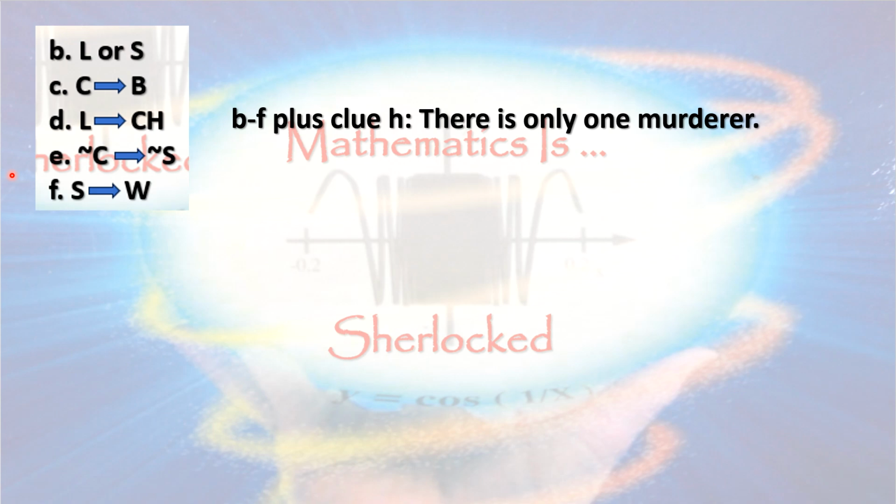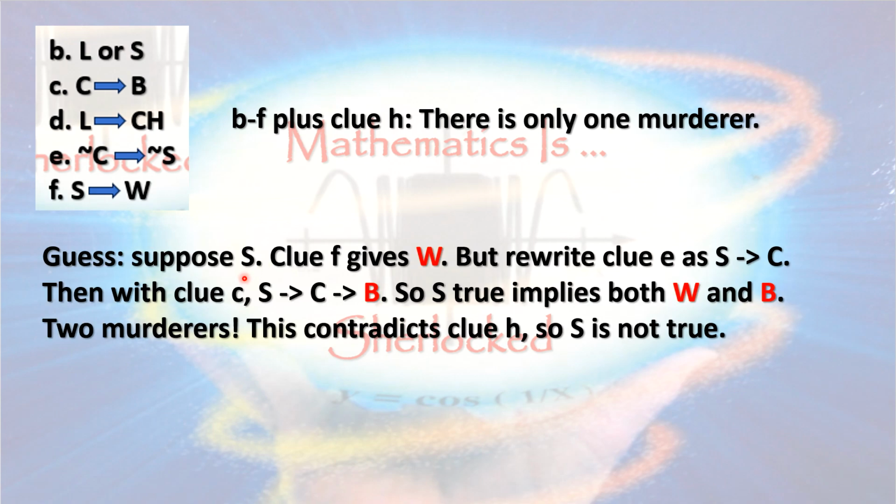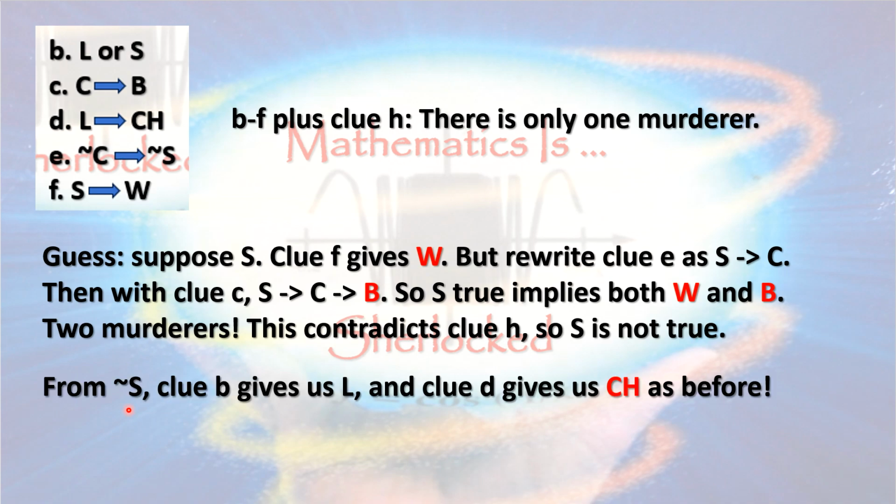Here is the solution. We'll start with a guess. Suppose S. From clue F, we get W, a murderer. Also, the contrapositive of clue E is if S, then C. So following that with clue C gives us S implies C implies B. We're assuming S, so we have B, and that's a second killer. Since clue H rules this out, it must be the case that Sarah was not in the dining room. So not S. As in our first solution, not S and clue B gives us L, and then clue D identifies the chauffeur as the killer.